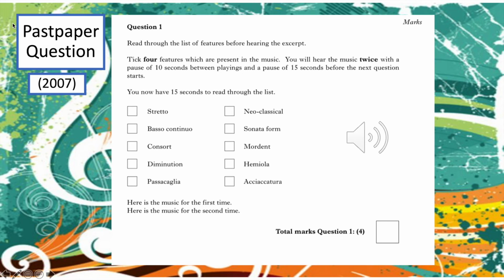So let's have a go at question 1. Question 1. Read through the list of features before hearing the excerpt. Tick 4 features which are present in the music. You will hear the music twice with a pause of 10 seconds between playings and a pause of 15 seconds before the next question starts. You now have 15 seconds to read through the list.